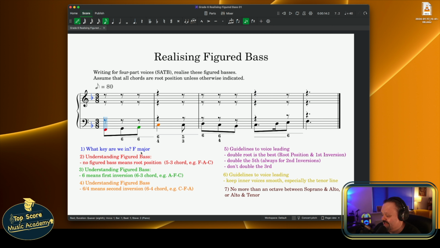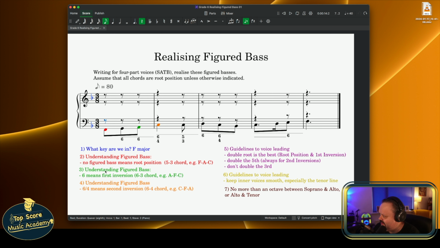However, having said all that, if you follow these guidelines, you probably will avoid parallel fifths and octaves most of the time. I would still recommend that you check as you go, as you're doing the exercise. Just keep an eye out for fifths and octaves, because you will need to revoice those chords to avoid fifths and octaves.